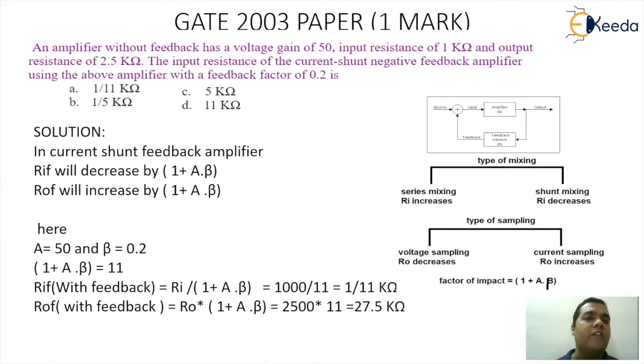Logically, if you observe carefully, the original input resistance was 1 kilo ohm, and due to current shunt type of feedback, the input resistance has to decrease. So out of the 4 options, option C and option D were automatically eliminated, and the confusion was only regarding option A and option B, which can be nullified once you do a small calculation. So this is how you see the impact using negative feedback.